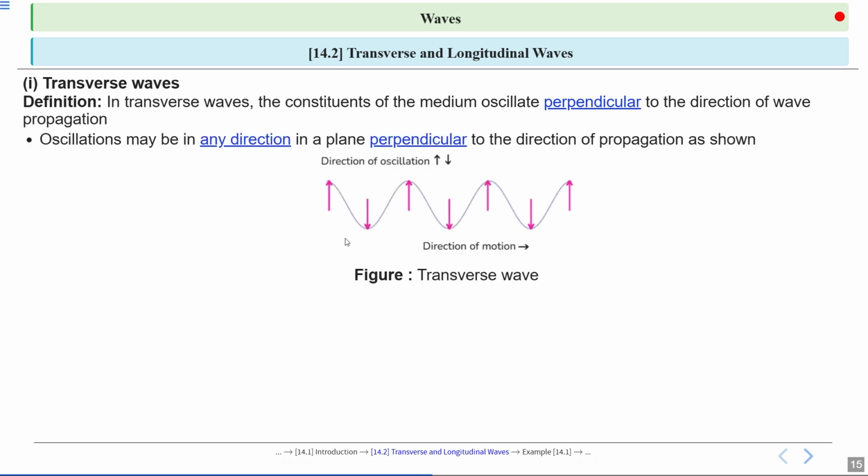Look at the figure of transverse waves. The oscillations can be in any direction within a plane that is perpendicular to the direction the wave travels. So look at the diagram, see how the wave moves horizontally, but the particles move vertically. The direction of motion and the direction of oscillation.